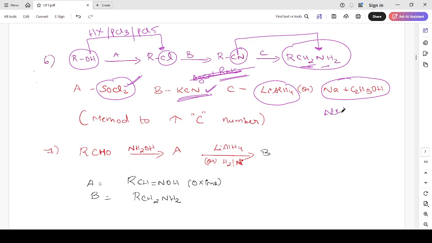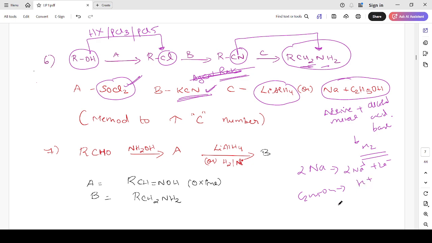Sodium is an active metal, not just sodium, any active metal in the presence of alcohol, in the presence of acid, even in the presence of base, will be releasing hydrogen gas. So as Surya is saying, 2 moles of Na could have given you 2 Na plus and 2 electrons. This ethanol would have given you H plus, which is 2 moles as 2 H plus. So 2 H plus 2 electrons is nothing but hydrogen gas. Addition of hydrogen is reduction.